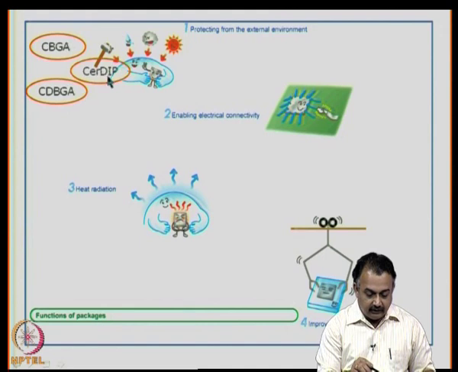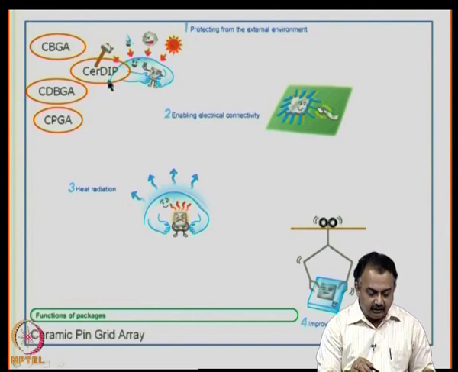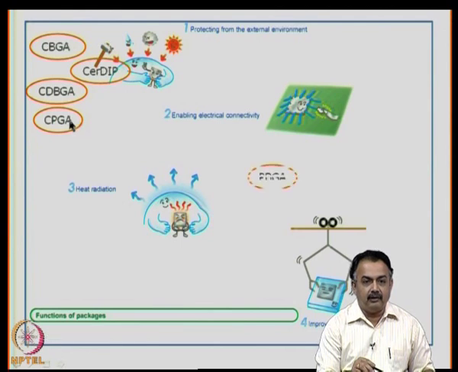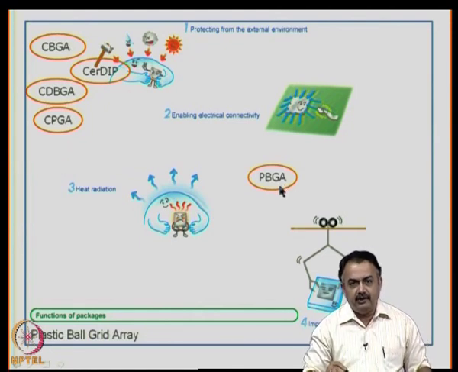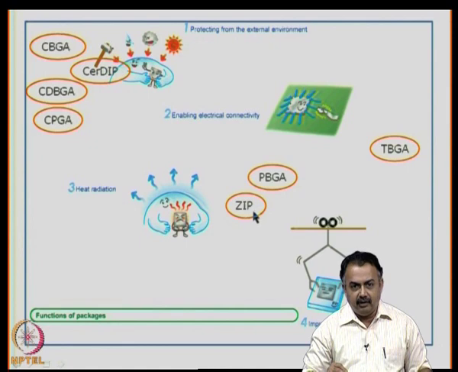The third one that we are going to see is CERDIP. CERDIP means ceramic dual inline package. Then we have CPGA, which is known as a ceramic pin grid array. Then we have PBGA, which is known as a plastic ball grid array. Then we have TBGA, it is a package, it is known as tape ball grid array. ZIP, zigzag inline package.